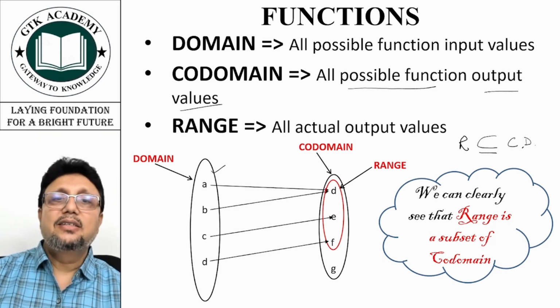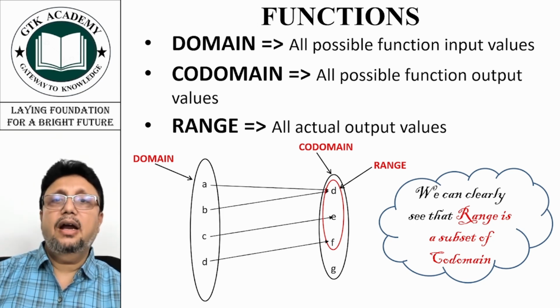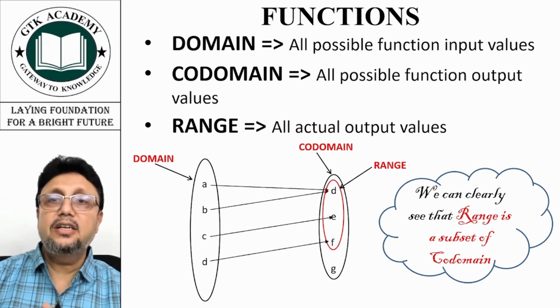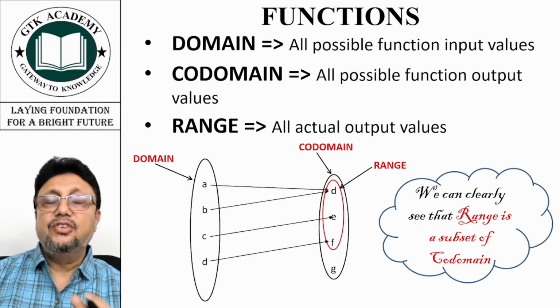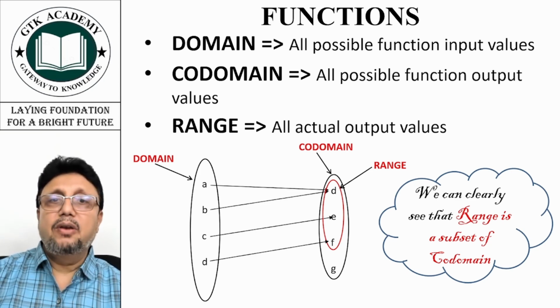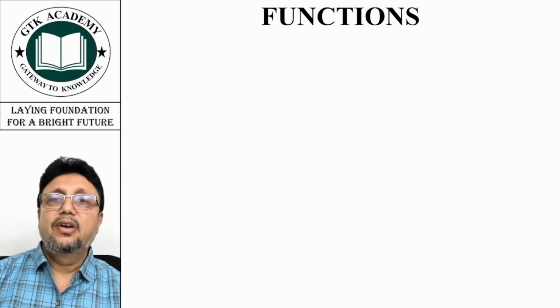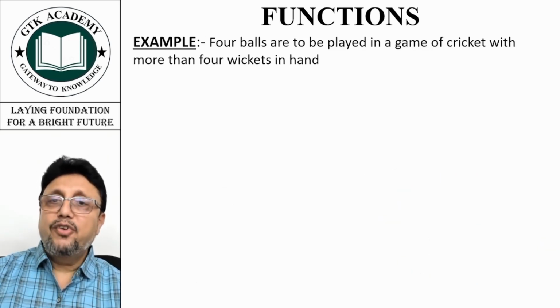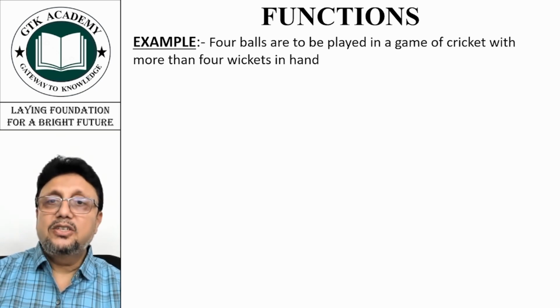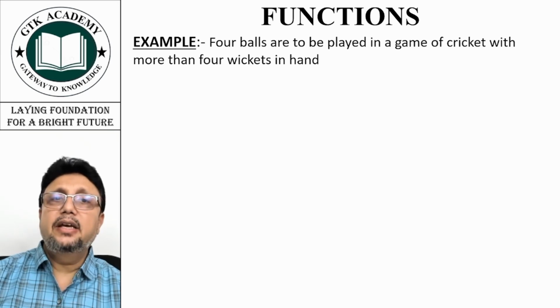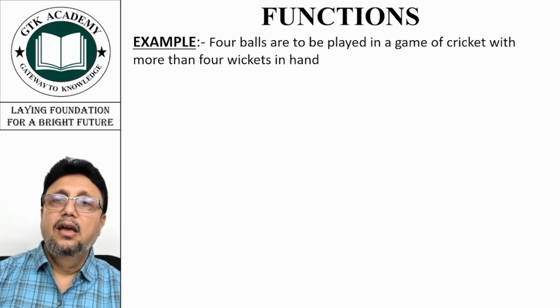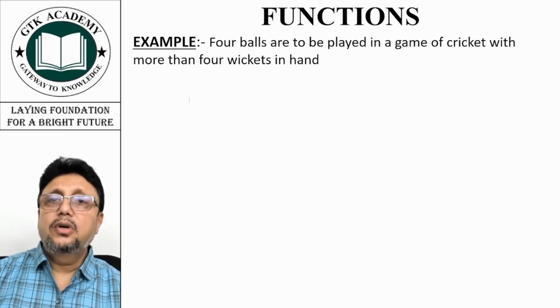But let me just clarify this doubt which many people have, as they are not able to differentiate between codomain and range. So let me give you one interesting example by which you will remember this codomain and range. Now, the game of cricket is very popular these days. So let me give an example from that game. Suppose four balls are to be played in a game of cricket with more than four wickets in hand. So what is the input?